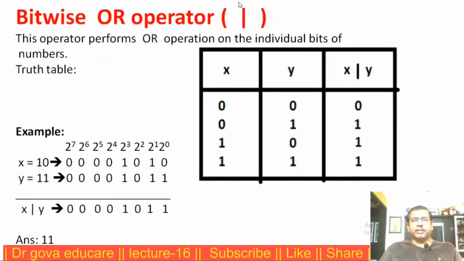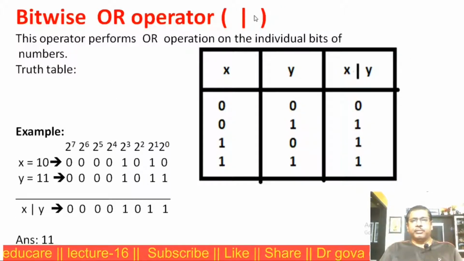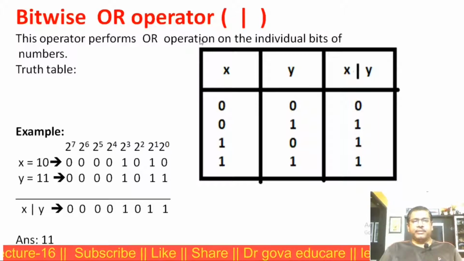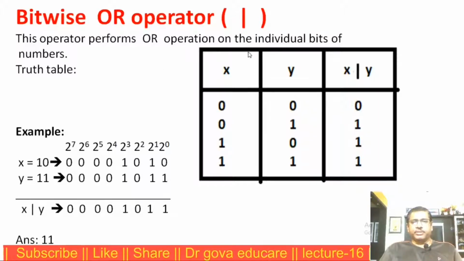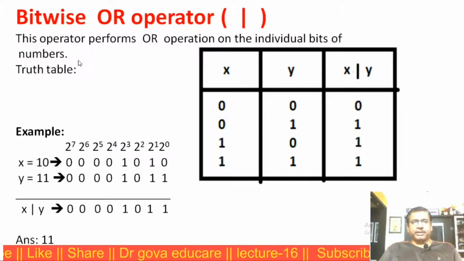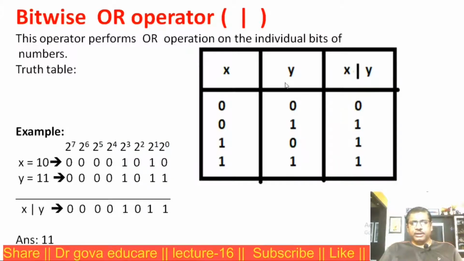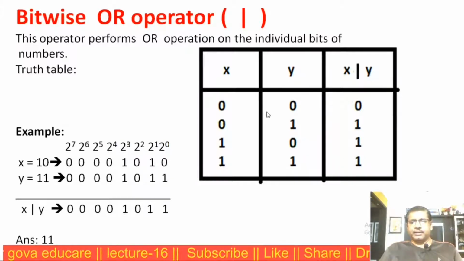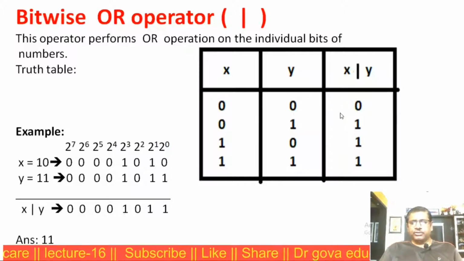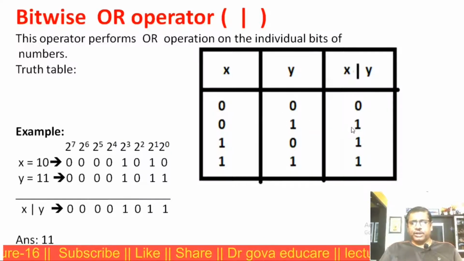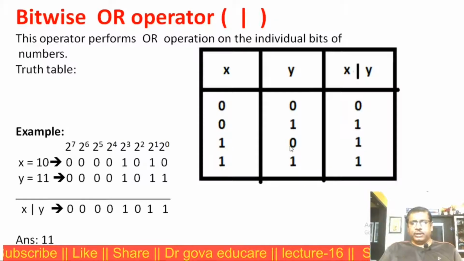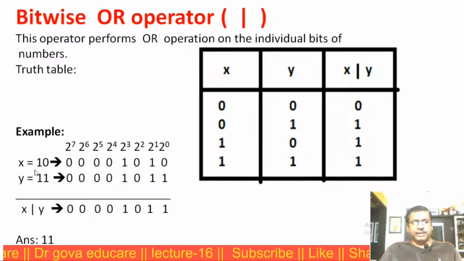Bitwise OR operator, we use vertical bar symbol. This operator performs OR operation on the individual bits of the numbers. This is the truth table. X, Y, X or Y. 0 or 0, 0. 0 or 1, 1. 1 or 0, 1. 1 or 1, 1. Say this is the example.